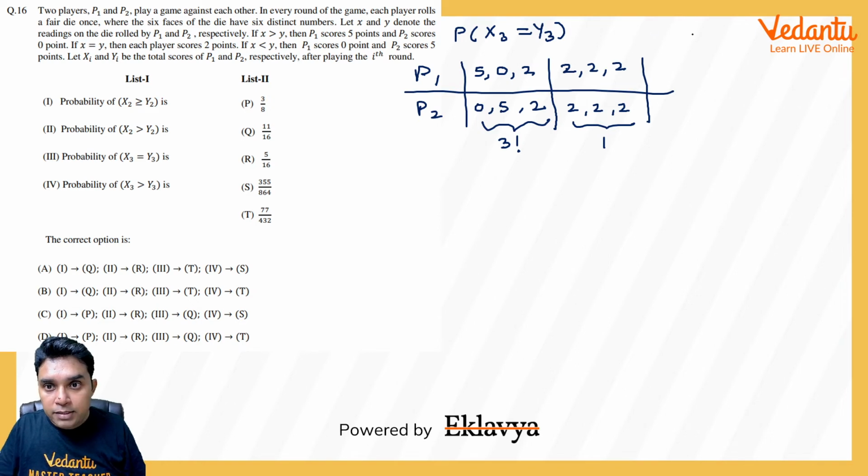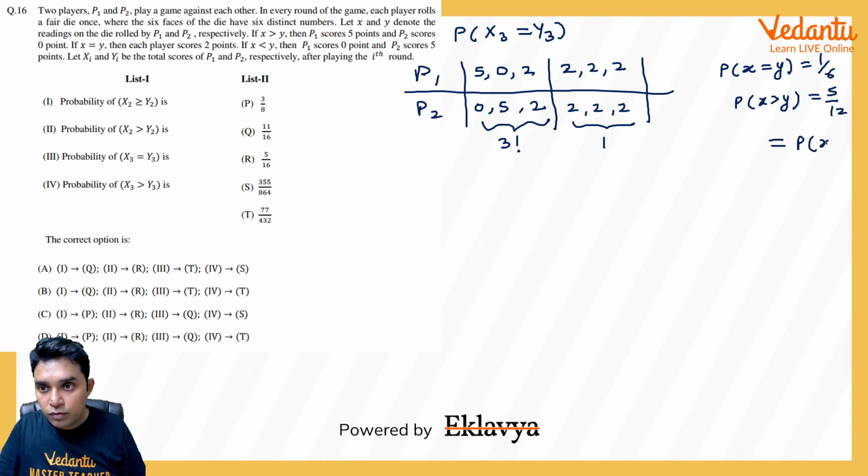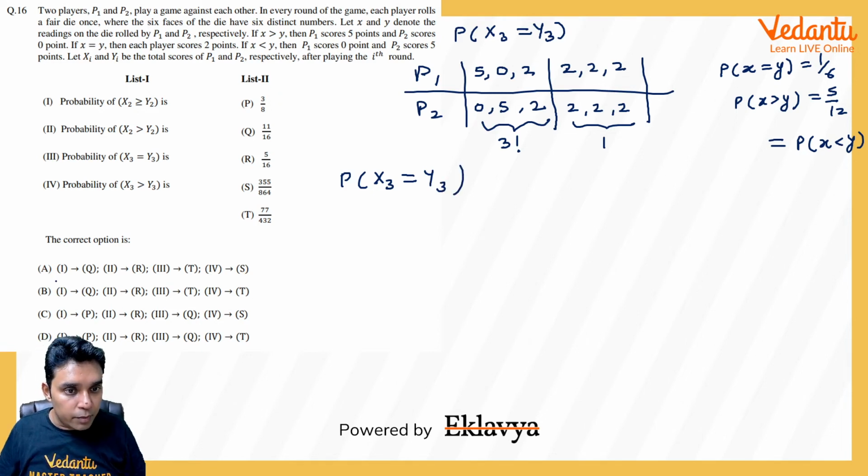Okay, now as I told you, probability of x equal to y we got as 1 by 6, and probability of x greater than y we got 5 by 12, and this was also equal to when x is less than y. Now what will be this probability x3 equal to y3? I think it is supposed to be equal to T, because we have already eliminated C and D options, and in both of them all options are the same. So 3T, you can see. So we are supposed to get this as the answer. Okay, so let us see, are we getting this or not?